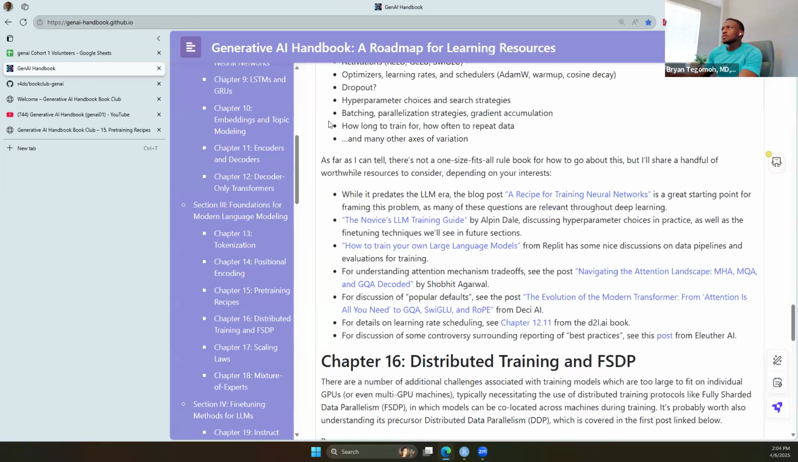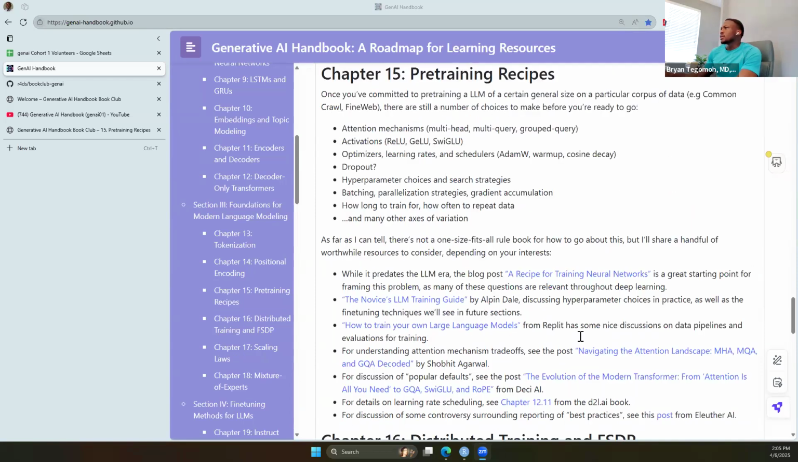Last week we started the foundations of modern language modeling, and we spoke about the principles of tokenization and positional encoding. And today we will cover pre-training recipes, distributed training, and FSDP.